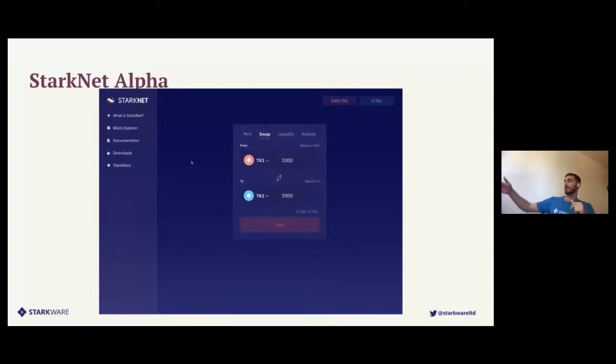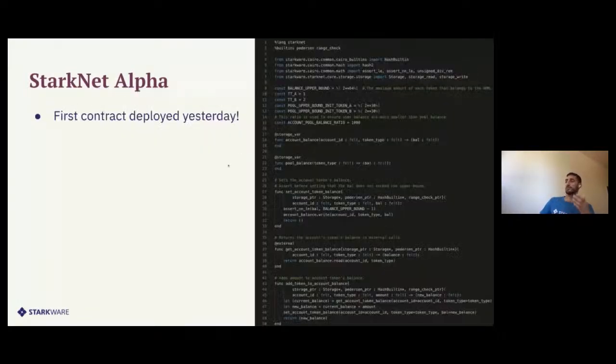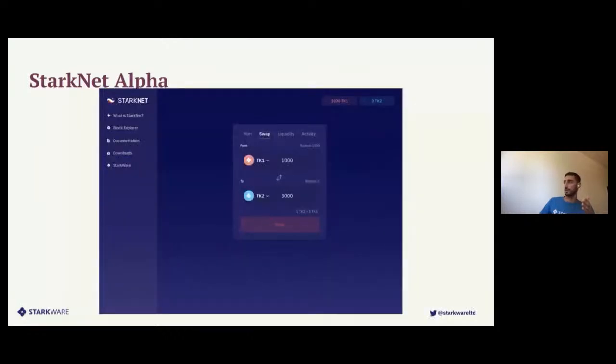And we actually already have a front end to it because you can just send transactions and interact with it. So all the stuff you can see here, both this example contract and the ability for you to write contracts, will be available in 2 weeks.